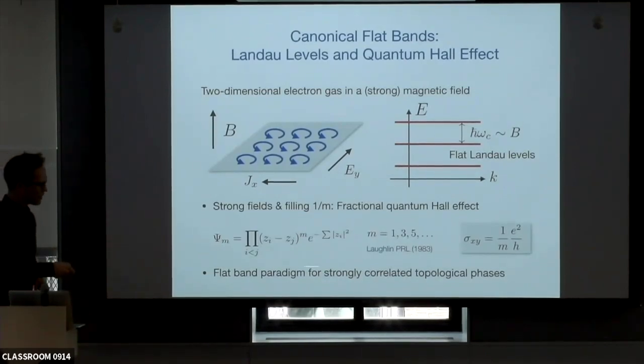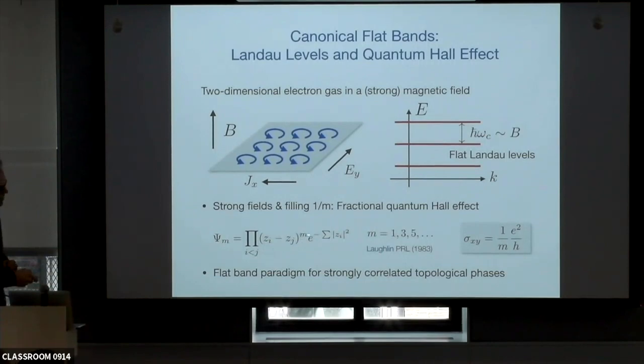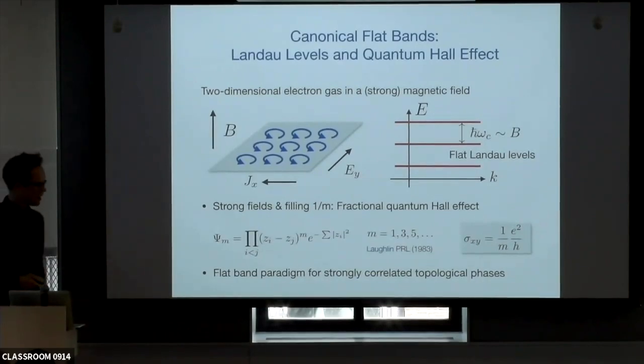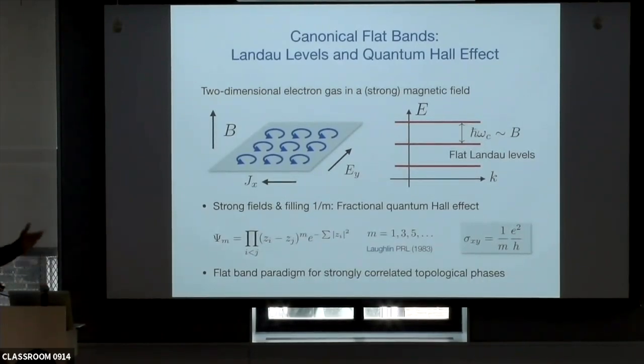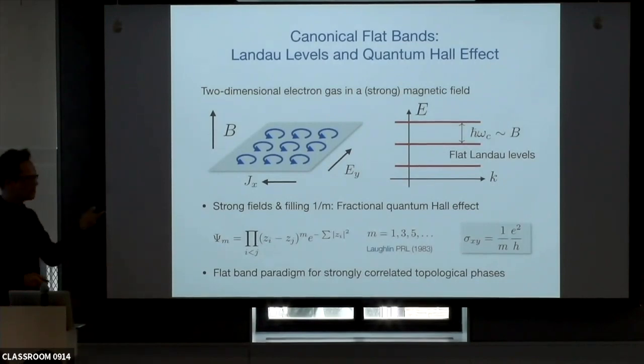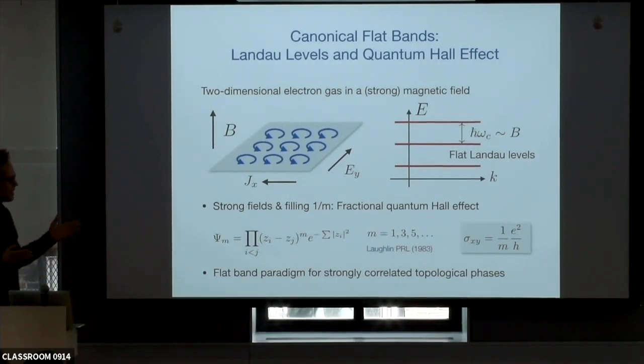you can make progress with these many-body wave functions in this way, where here, just to set the stage for what is to come, the z_i and z_j are complex coordinates of the particles, i and j label the particles, and m here is this exponent, which is 1, 3, or 5, which are these Laughlin series, and as such, it's become a sort of flat band paradigm for strongly correlated topological phases. And what I would like to do is propose that similar things can happen in the band inversion paradigm.